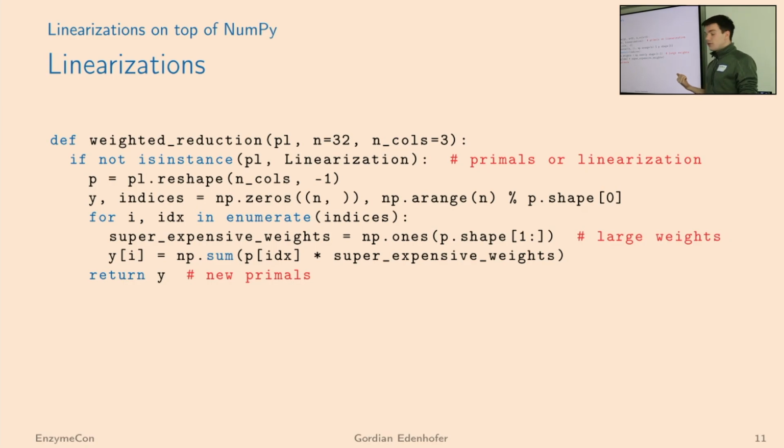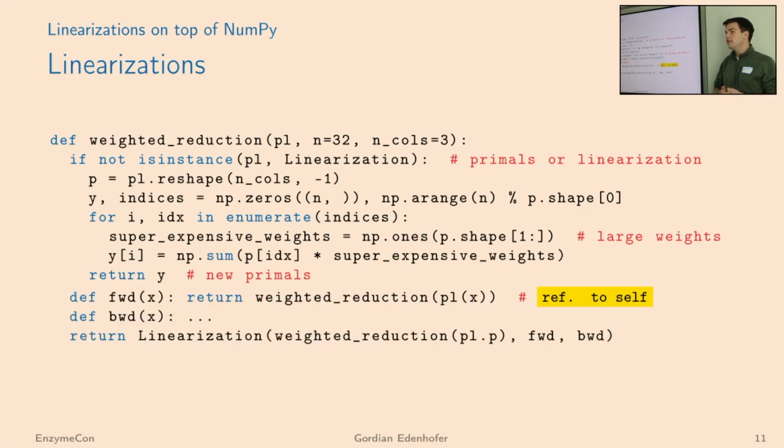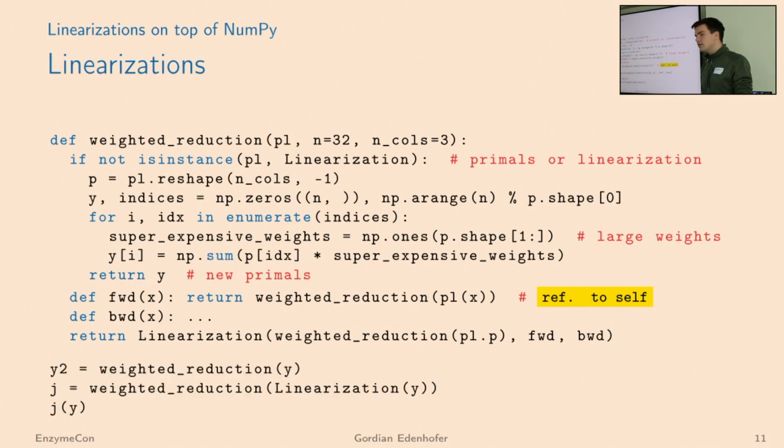Since weighted reduction is a linear operator, the forward pass is just the linear operator itself, and we can refer back to the function itself and apply it to the linearization and just immediately get the Jacobian of it. So it's very straightforward to implement. And again, this code runs. If you want to test it, copy over the code on the bottom here.